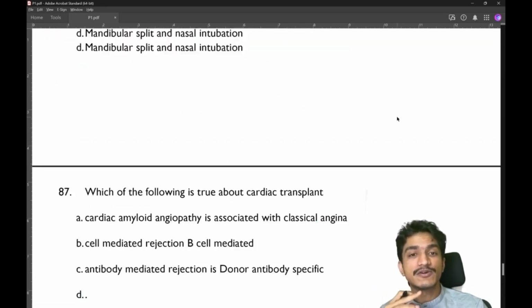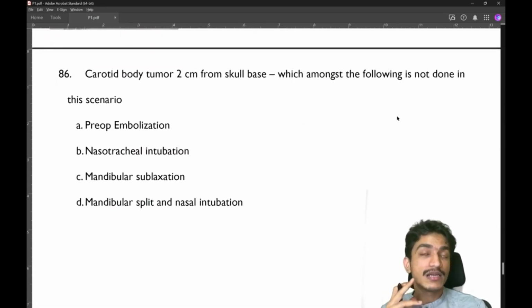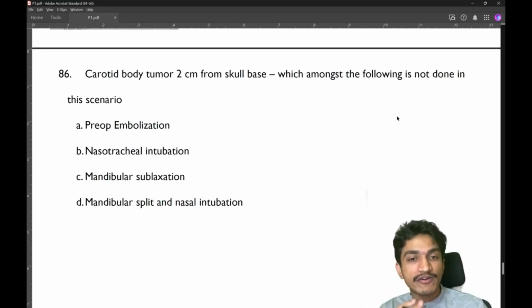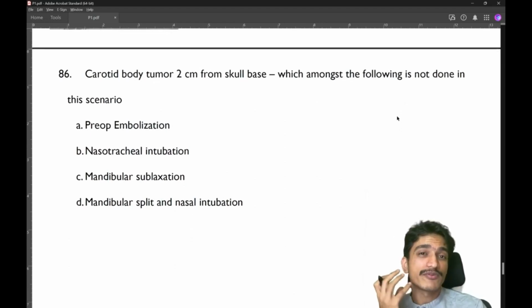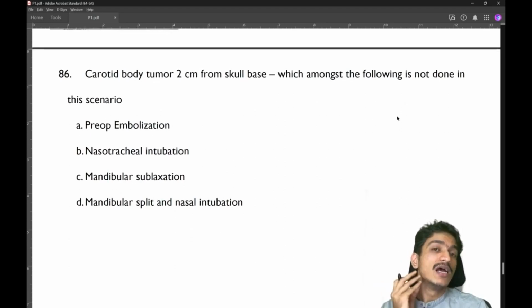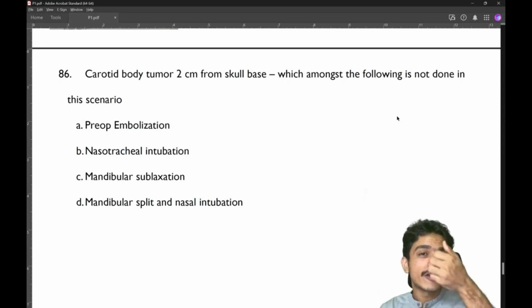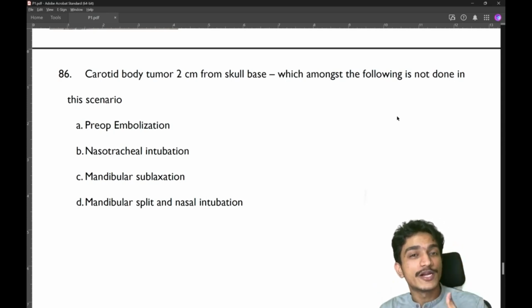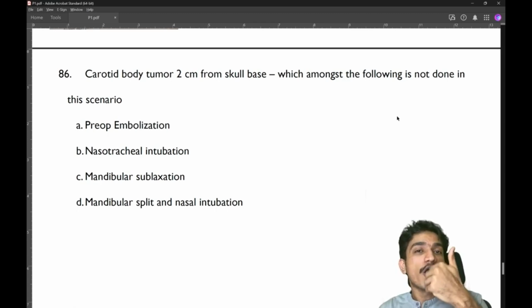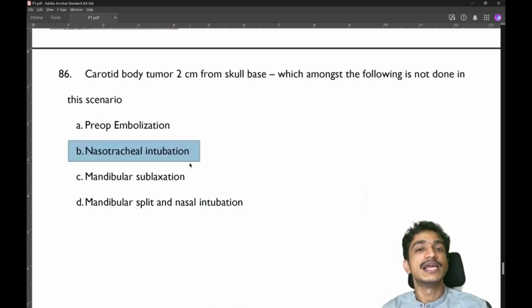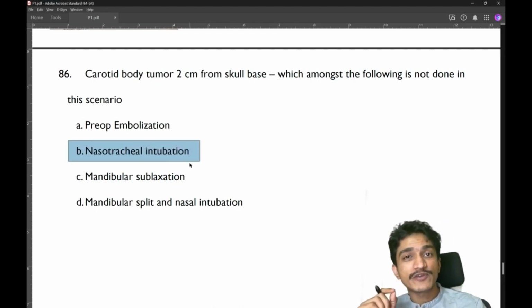So basically I could not find anything, but I found an article wherein they mentioned that a carotid body tumor which is 2 centimeter from the skull base, so it is very near to the oropharynx, and you cannot do a nasotracheal intubation because there is a risk of trauma while doing nasotracheal intubation. So in this scenario, you should never do a nasotracheal intubation. You should always go for a tracheostomy. So that is what I found when I searched.